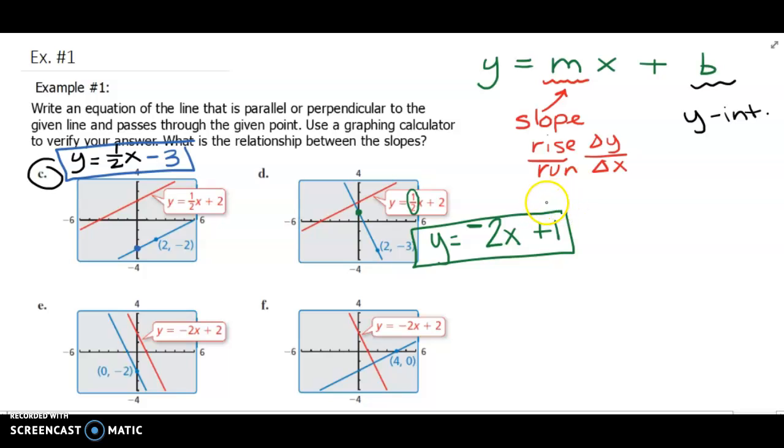Now I want you to do E and F, try to do it on your own. I'm going to pause this and you try to do it on your own, and then we'll come back and you can check your answers.